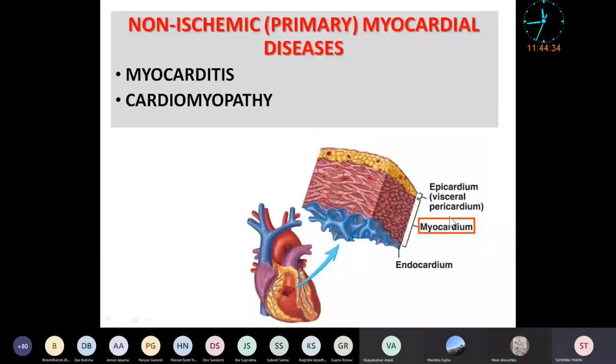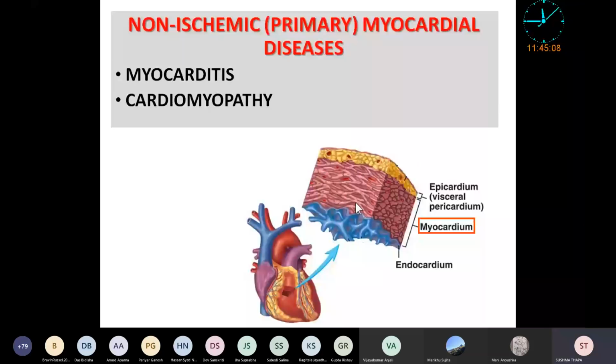So the pathology involving the myocardium, that is non-ischemic myocardial diseases. Previously we talked about ischemic heart disease, and ischemic heart disease was basically involving the myocardium, isn't it? So today we'll be talking about myocardial disease, but there is no ischemia. So there are two non-ischemic myocardial diseases: myocarditis and cardiomyopathy.